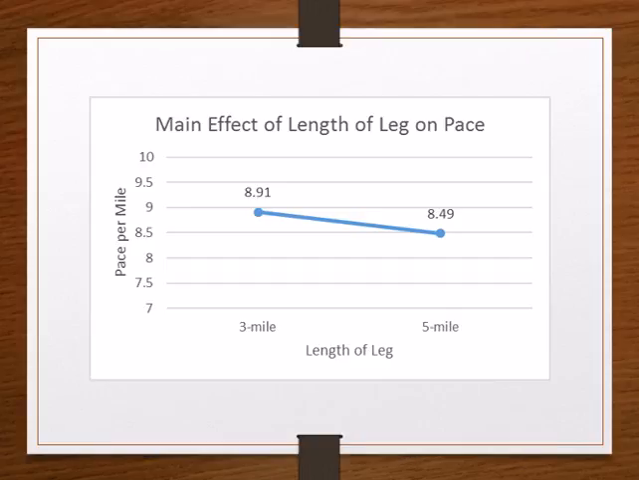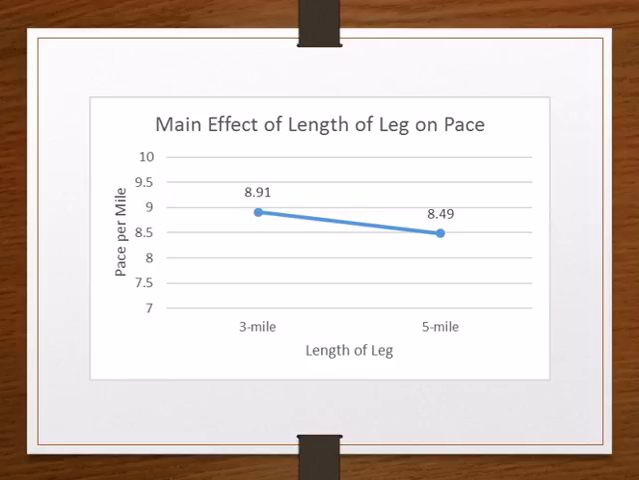First, the results will let me know if there's a main effect for length of leg on running pace. In other words, the ANOVA procedure essentially conducts a t-test to see if the 3-mile run or the 5-mile run are significantly different in the running pace that they produce. And using this made-up data, we see that it does.